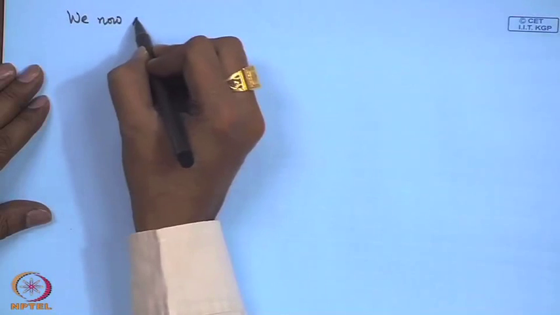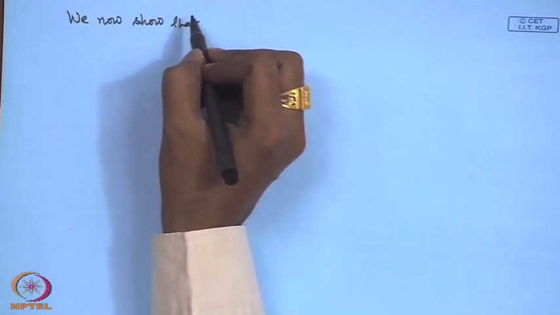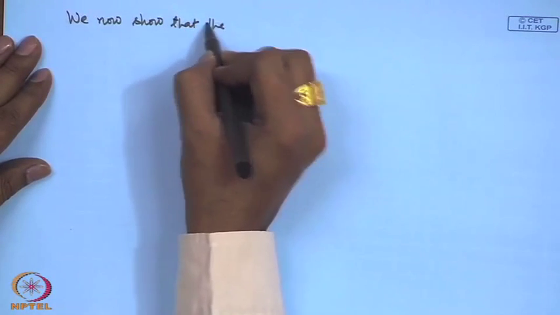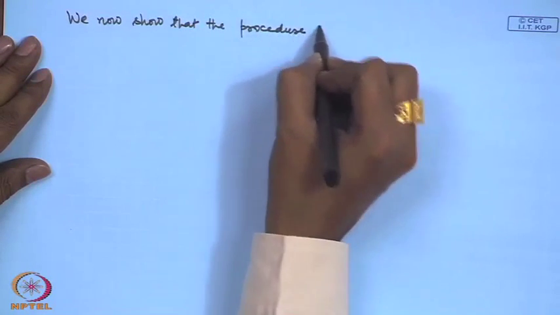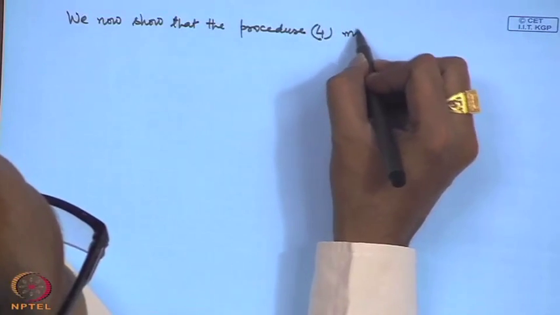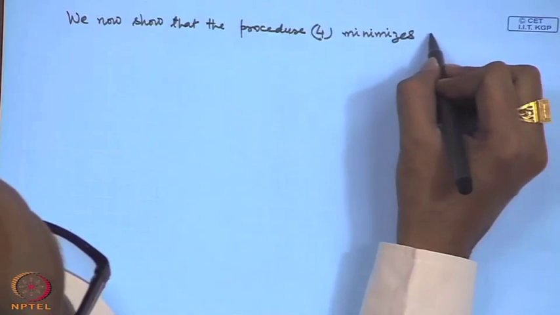Now, the question comes that we actually defined the probability of misclassification as this term here, and our aim is to actually minimize this. Now, we have proposed a rule here. We will show that this rule will actually minimize this probability of misclassification. We now show that the procedure 4 minimizes the probability of misclassification.